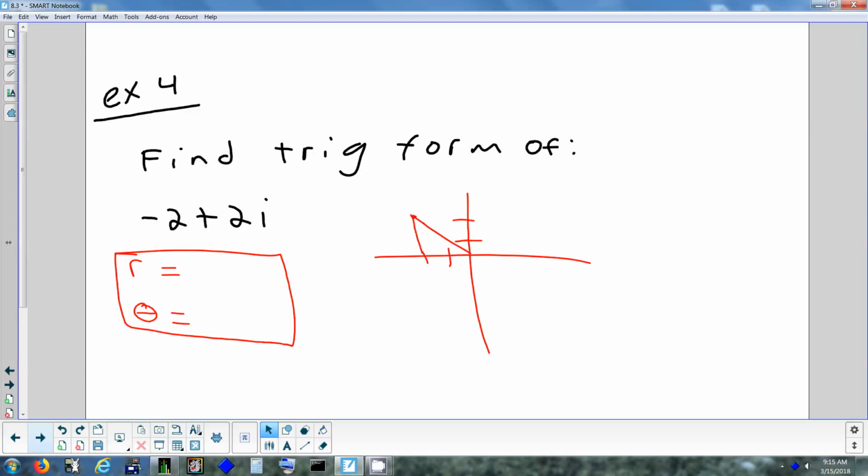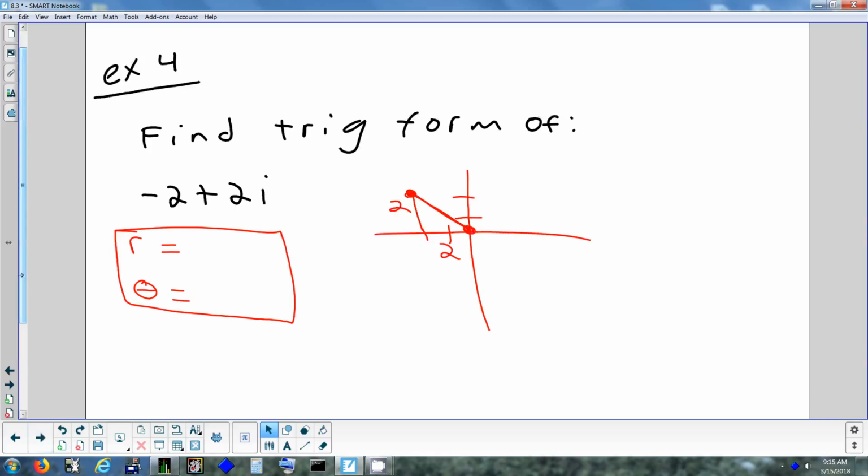So can you set up my formula for me, Caleb, to find the radius from here to here? 2 squared plus 2 squared and the square root. So 2 squared plus 2 squared, take the square root of it, and that's your radius. And Megan, what do you get when you do that? You get the square root of 8. As always, we reduce it. Square root of 4 times square root of 2. So we can write 2 root 2.